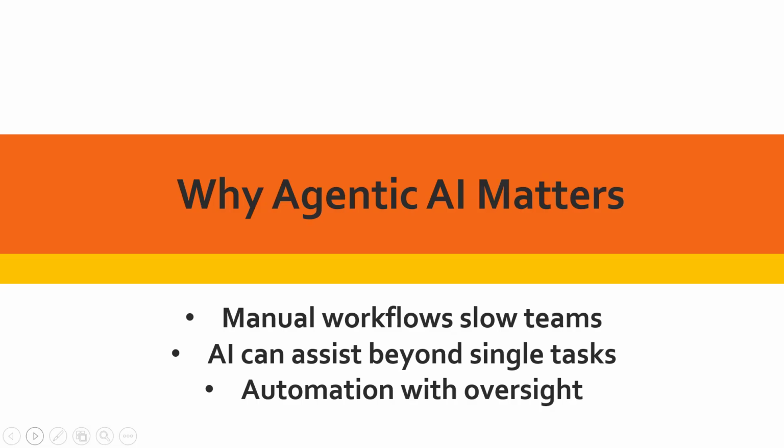Many teams today rely on fragmented tools and manual handoffs. This leads to delays, repeated efforts, and inconsistent outcomes. So, Agentic AI addresses this by allowing AI systems to plan steps, take actions, and coordinate tasks across tools and systems while still keeping humans in control. This course helps you recognize where AI agents can reduce that friction, improve efficiency, and support better decision making without increasing operational risk.